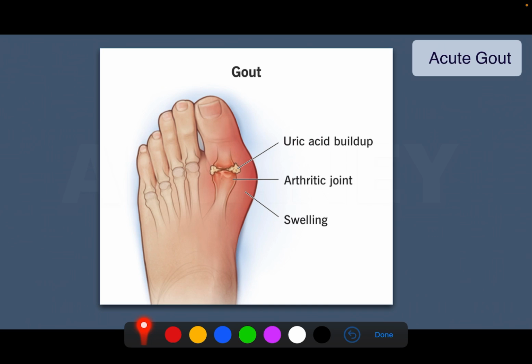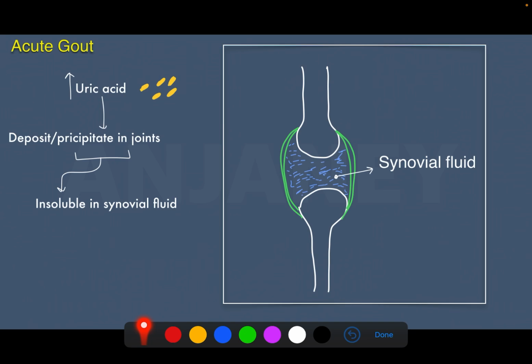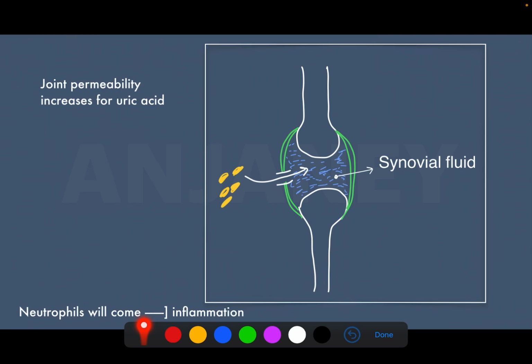Now if we are having a foreign material, then we'll obviously have what? Inflammation, pain, right? So we are having arthritic joint pain and swelling, inflammation, all because the uric acid is a foreign material. So now let's see exactly how this inflammation is happening. First we have increased uric acid. Now this uric acid is deposited in the joints, and inside the joints we have synovial fluid. But this uric acid is not soluble in synovial fluid. It is insoluble over here, so it will be precipitated in the joints, right?